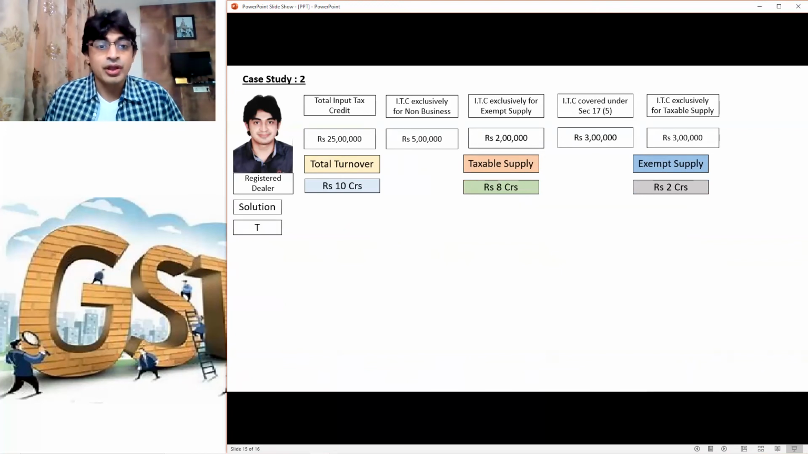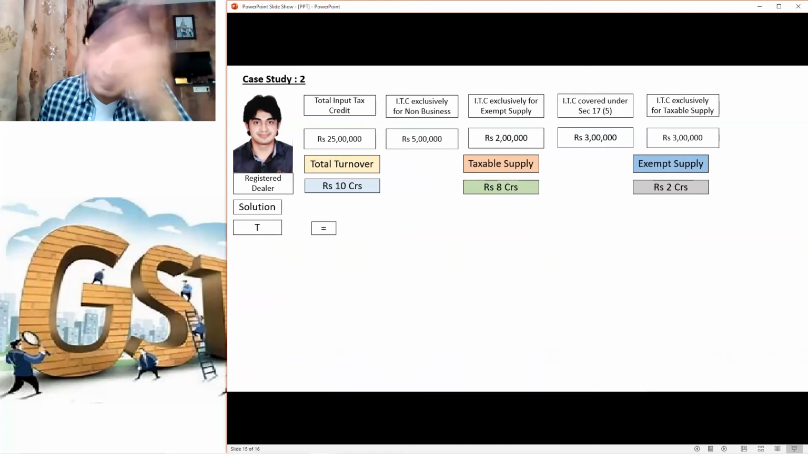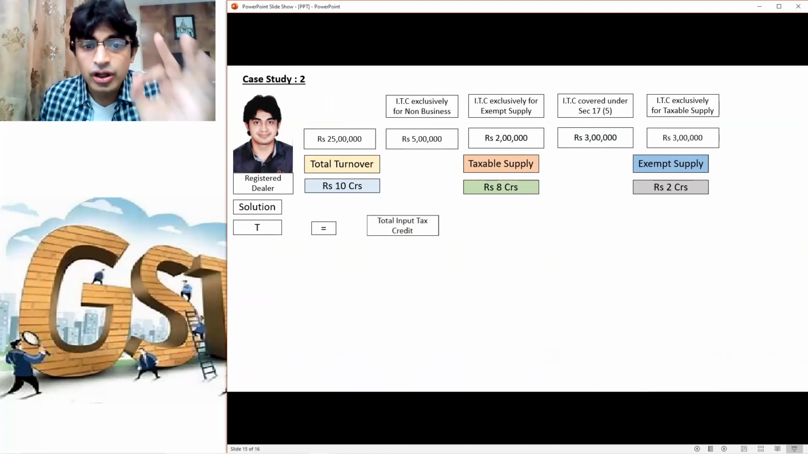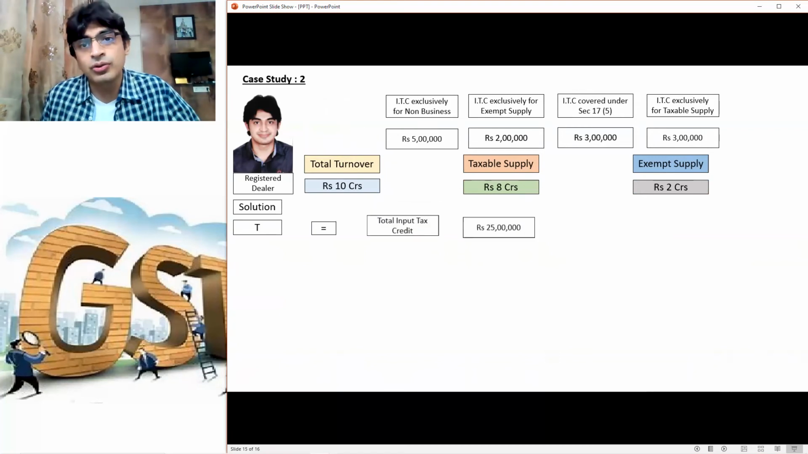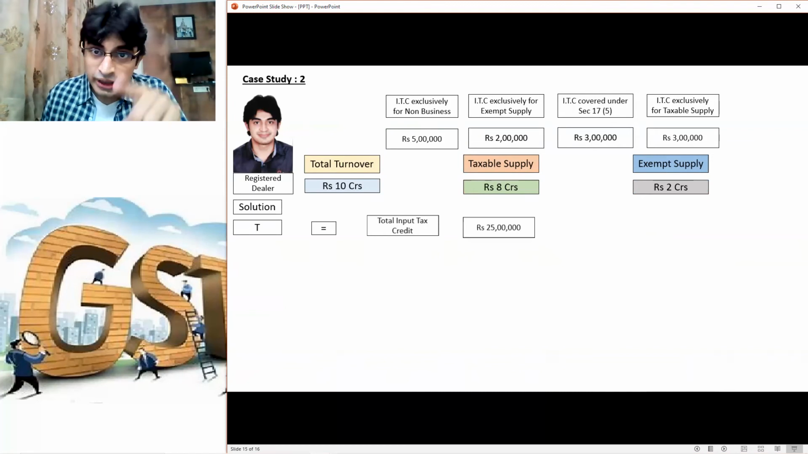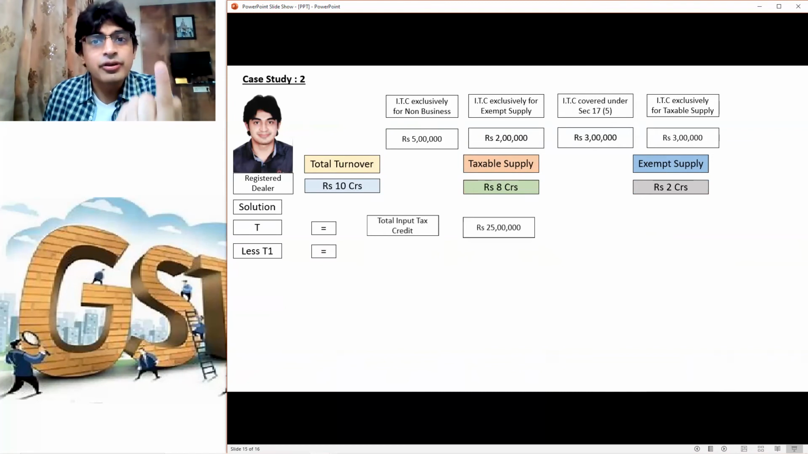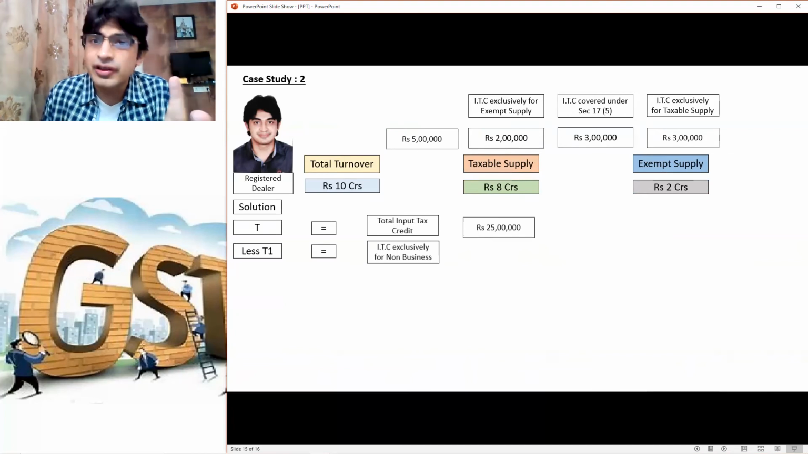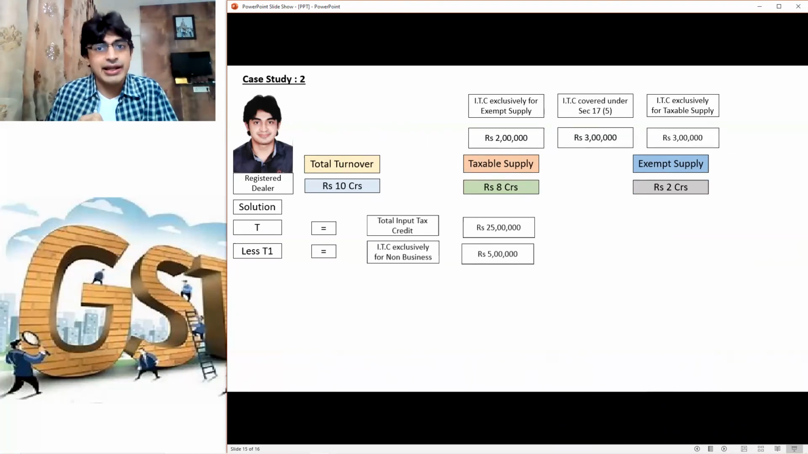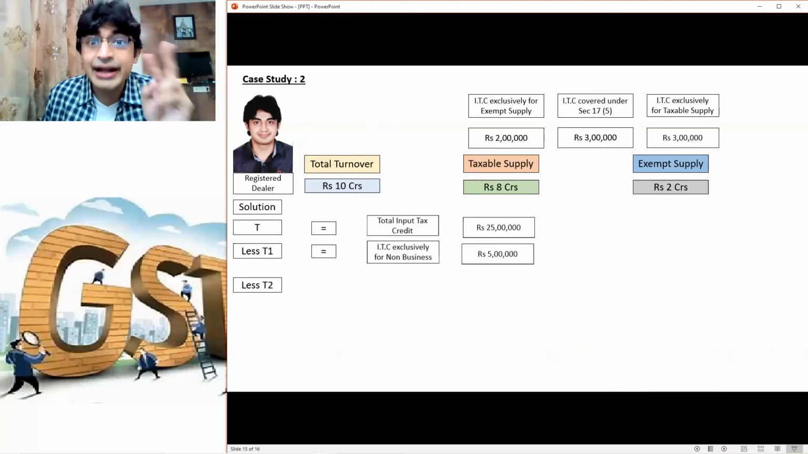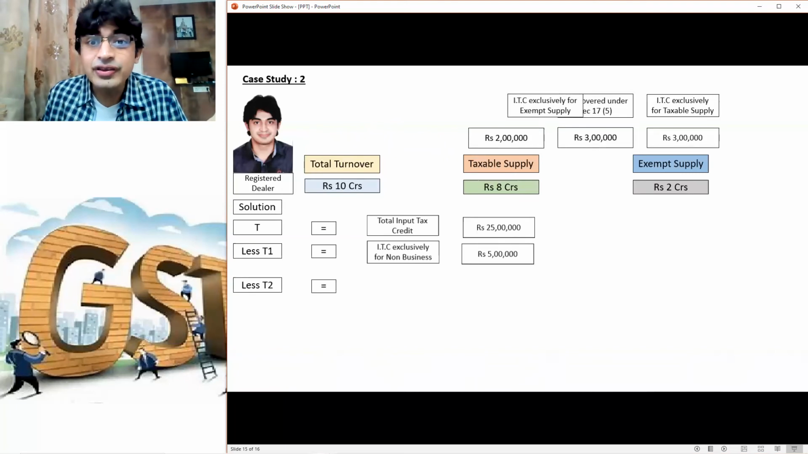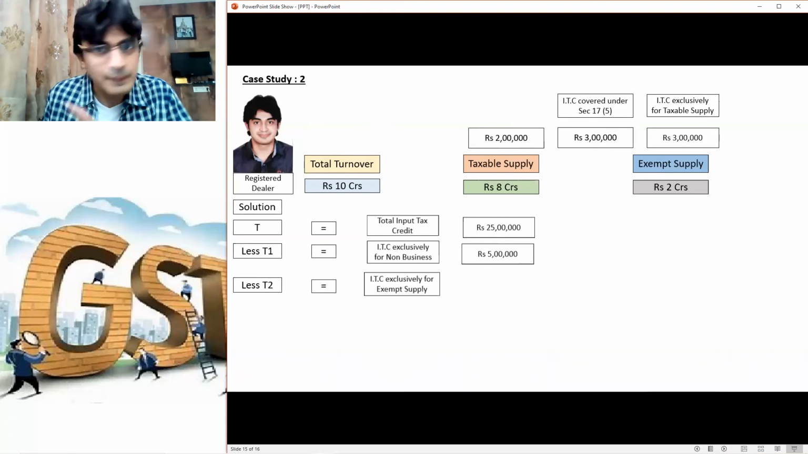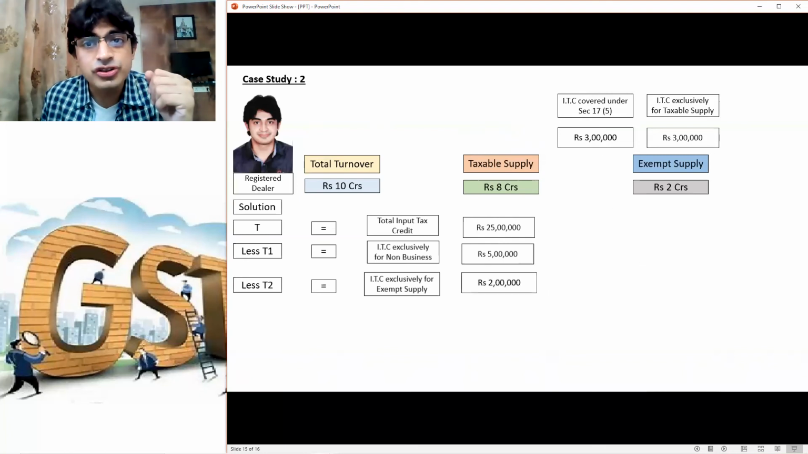Try. See this. T is my total ITC. The ITC of the whole month, whether eligible or ineligible, it's okay, 25 lakh. Out of this, T1, certain ITC was for non-business. This will not be available at all. Reverse it, 5 lakh. Out of 25 lakh, T2, certain ITC was exclusively for exempt supply. This is also not available. Let's reverse this 2 lakh.